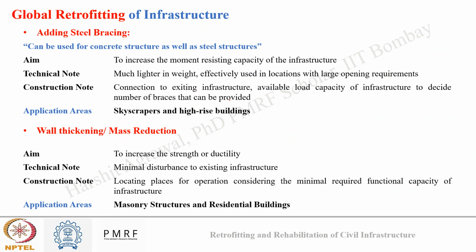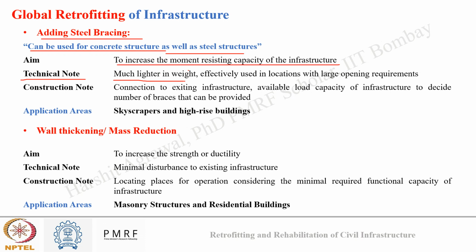Now, another way to globally retrofit an infrastructure can be adding steel bracings. This method can be used for both concrete structures as well as steel structures. Its aim is to increase the moment resistance capacity of the infrastructure. Now, what needs to be considered while choosing these steel bracings? These bracings are much lighter in weight, so problems like increase in dead load of the structure won't come up here.